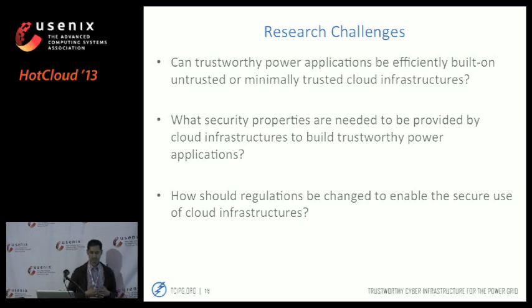For us researchers, can we build trustworthy power applications efficiently, because cost is a huge factor? What security properties should be provided by the infrastructure versus can be composed outside? What's the trade-off? And how should regulations be changed to enable transition to the clouds? And the point is, regulations will change when there is enough confidence that these systems are working. Anyway, that concludes my talk. Thank you for your attention.